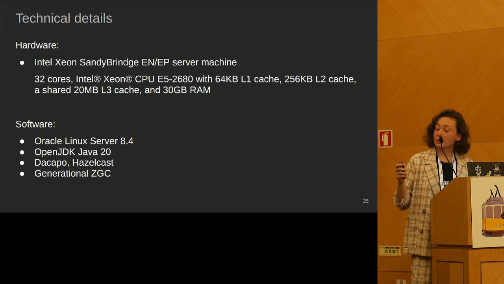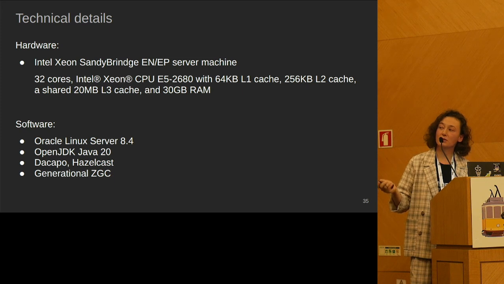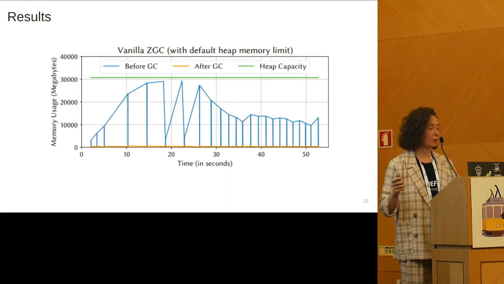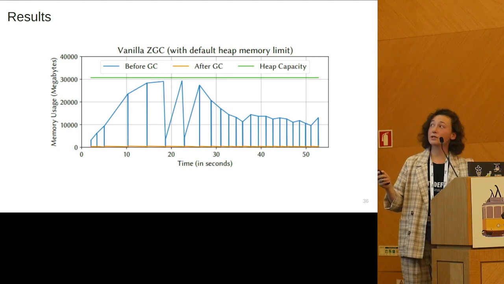Okay, so we did some experiments. We used the Sandy Bridge machine, 32 cores. You can read the stats. We used 2 benchmarks, and we implemented it in a generational ZGC. Let's look at the results. Let me show you super complicated graphs that everybody loves.